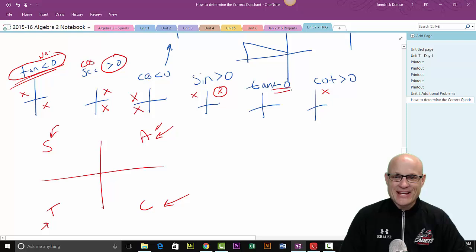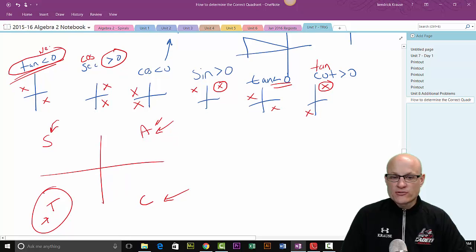Tangent is negative. Oh, that's what we did over here. Bam and bam. Cotangent is positive. Well, I already have one here. Cotangent really goes with tangent, and tangent is positive down here, so that could be in the first or third. So let's try some more.